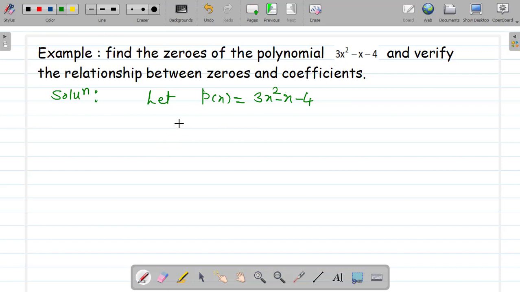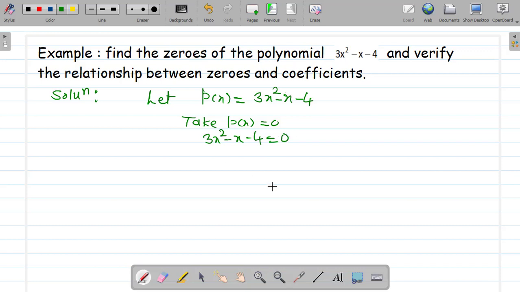And now we are going to find the zeros. So how will you find zeros? Take this polynomial p of x is equal to 0. So now this polynomial is equal to 0 means 3x square minus x minus 4 is equal to 0.